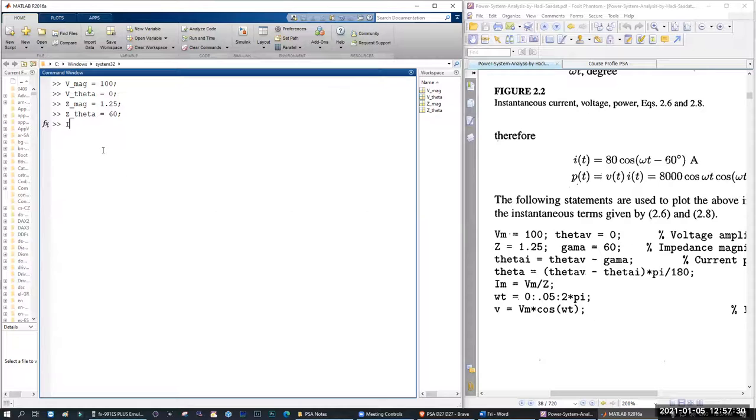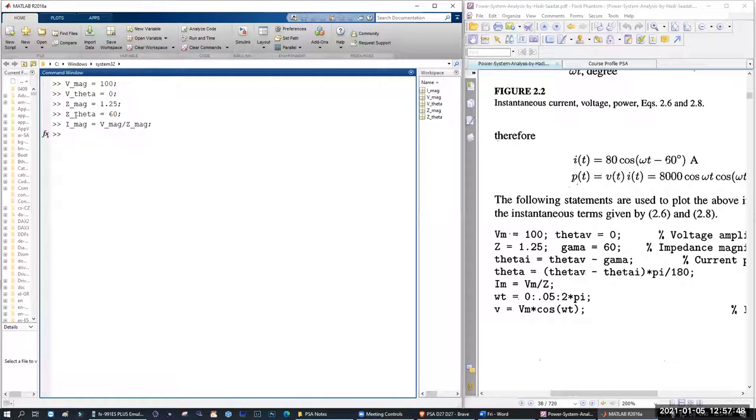Since I is not given, I magnitude will be what? V magnitude divided by Z magnitude, right? So the magnitude is okay. You understood? Yes, sir. Magnitude is okay.